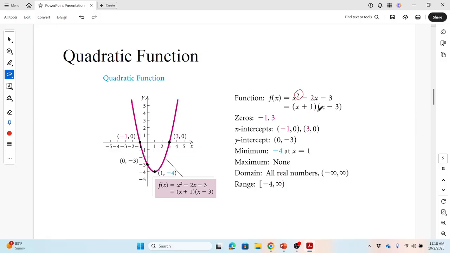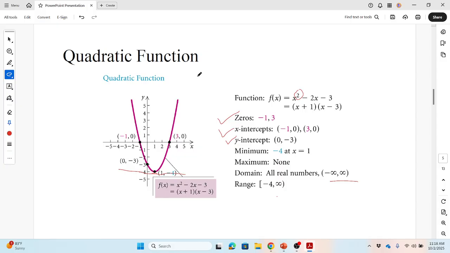You can factor this like this, and based on the factors you can find the zeros, the x-intercepts. X-intercept means these zeros with the y value 0. Y-intercept means when x is 0. The minimum value can be found using the vertex, and there is no maximum here. The domain is all real numbers, and then the range starts from here and goes up. That's why it's -4 to infinity.